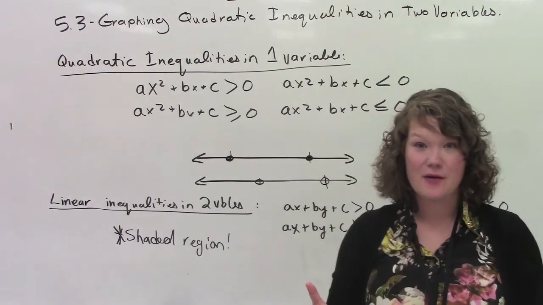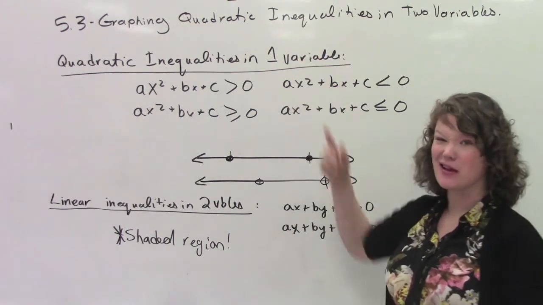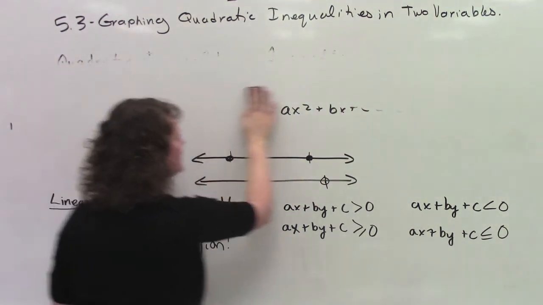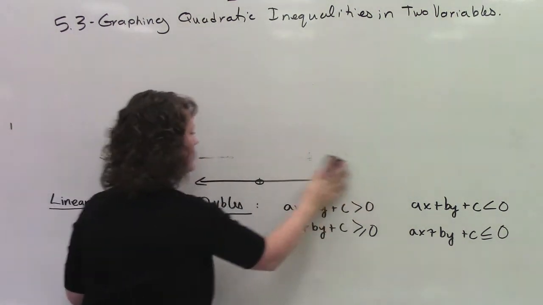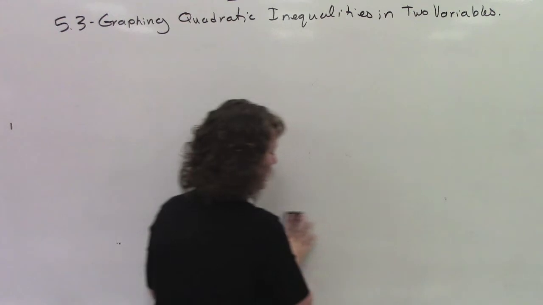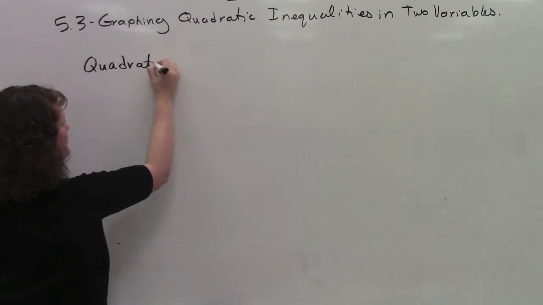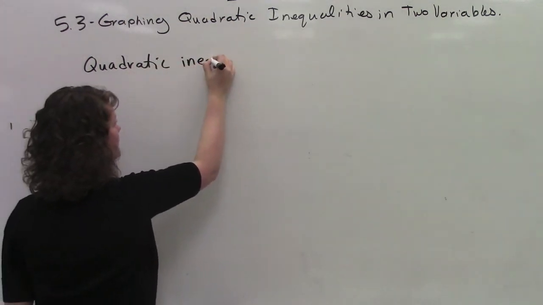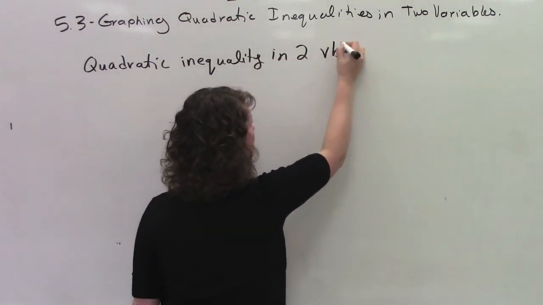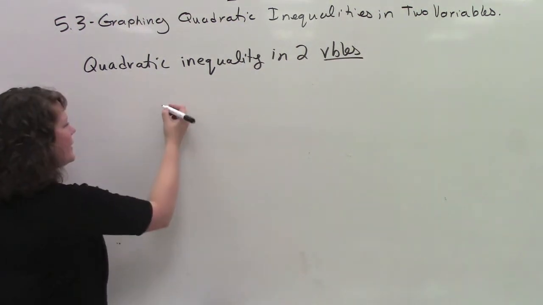The last thing that we want to talk about when it comes to shaded regions is precisely what the title says: quadratic inequalities in two variables. So quadratic inequalities in two variables look very much the same as the one variable ones, only we have two variables instead. And this right here, that's just my short form for variables, looks something like this.